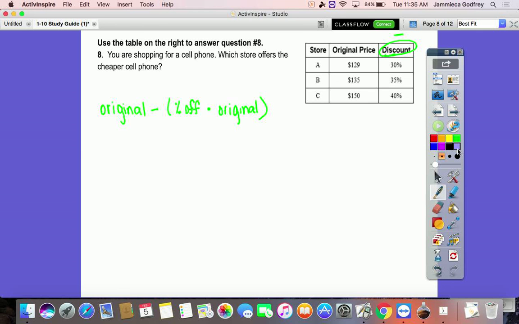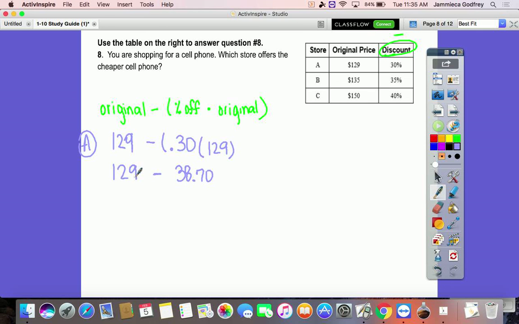Okay, so we're going to start off with store A. Store A, the original amount is $129 minus the percent off, which is 30%, written as a decimal, times the original amount. Our order of operations tells us that we work inside the parentheses first. So 30% of 129 is $38.70.